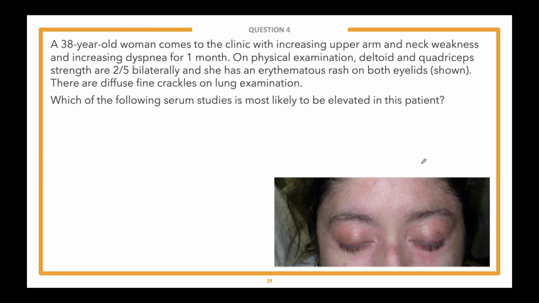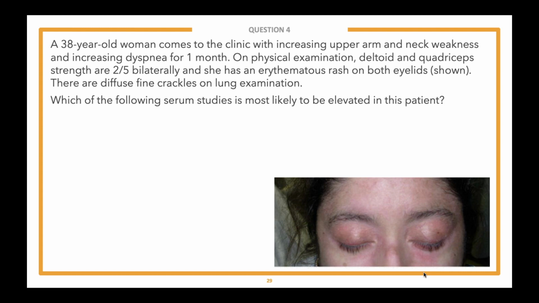Let's try to finish strong with our last question this evening on MSK. Once again, the answer choices are covered up, and we will begin with the lead-in. Which of the following serum studies is most likely to be elevated in this patient? I'll give all of you a few moments here to let us know how many steps you believe this question will require.